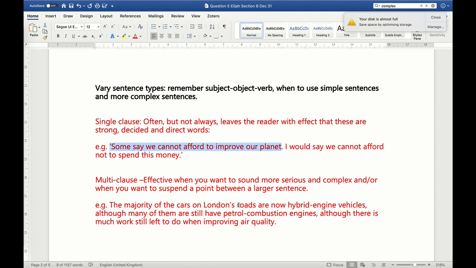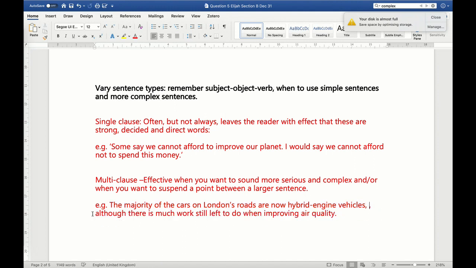With multi-clause, we might want longer, drawn out, winding sentences when we want to sound more serious or complex, or we want to bring two ideas more closely together. There are all sorts of reasons why we might want a multi-clause sentence. Here I've used comma splicing. For example, the majority of the cars on London's roads are now hybrid engine vehicles, although many of them still have petrol combustion engines. You could take that out and the sentence would still work.